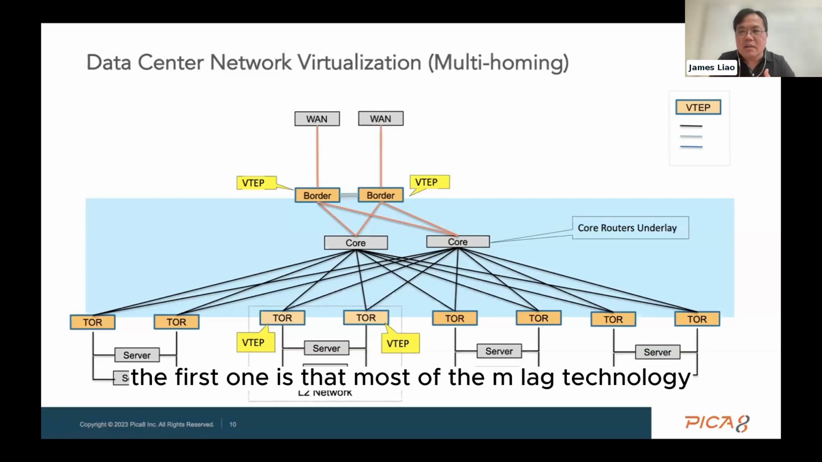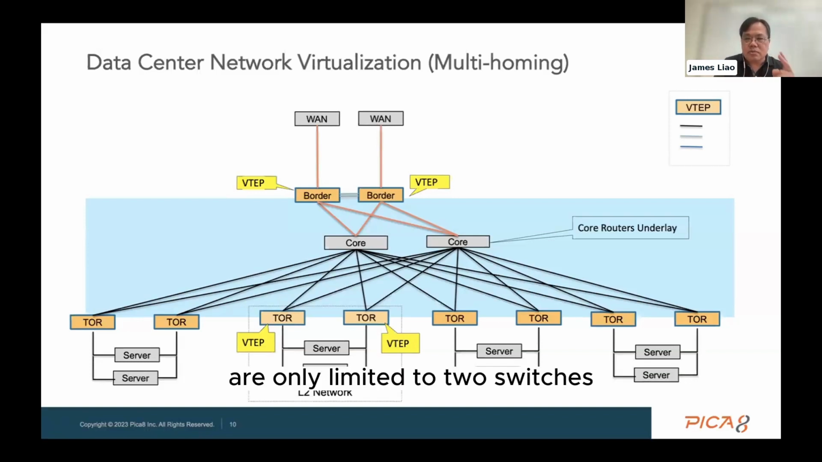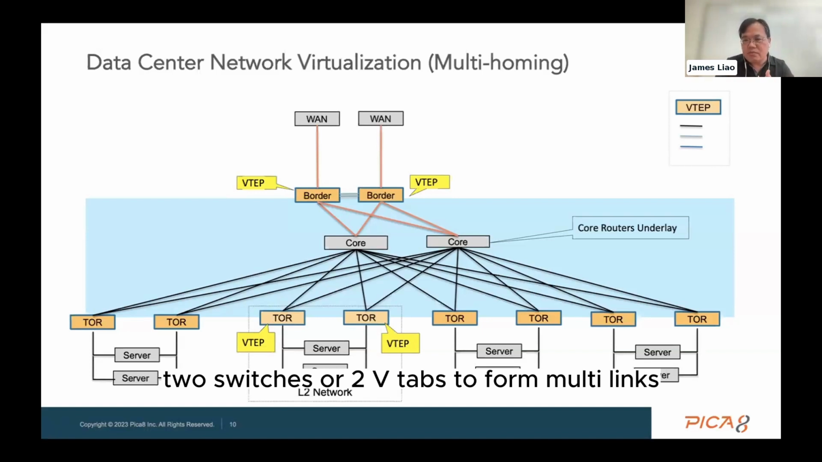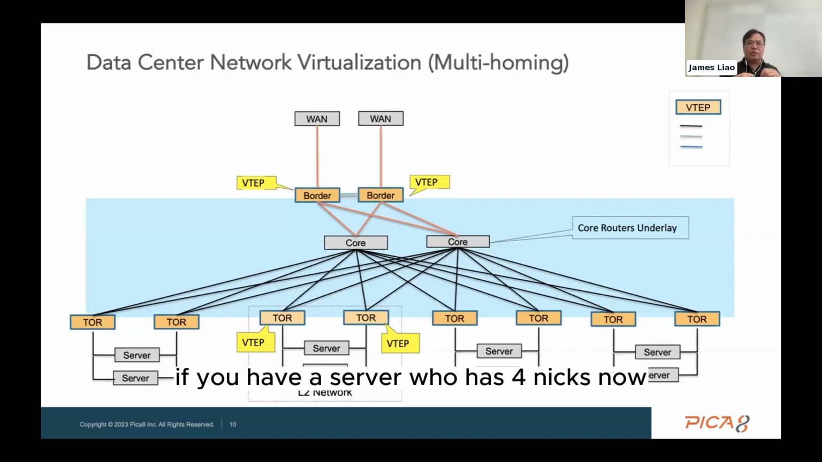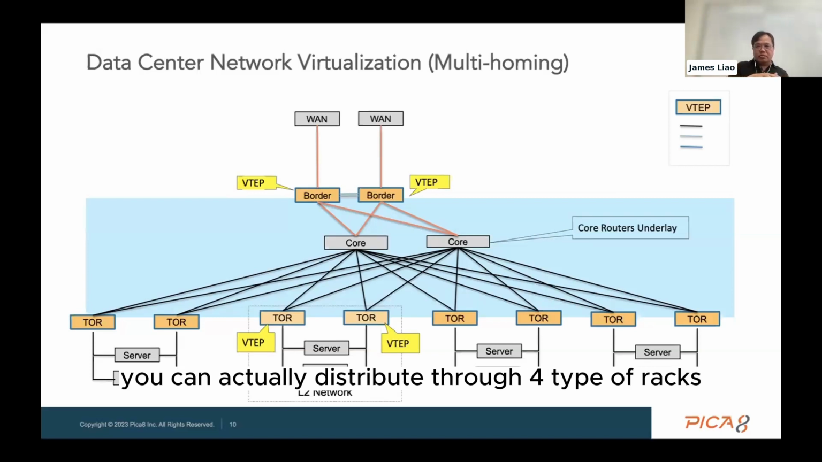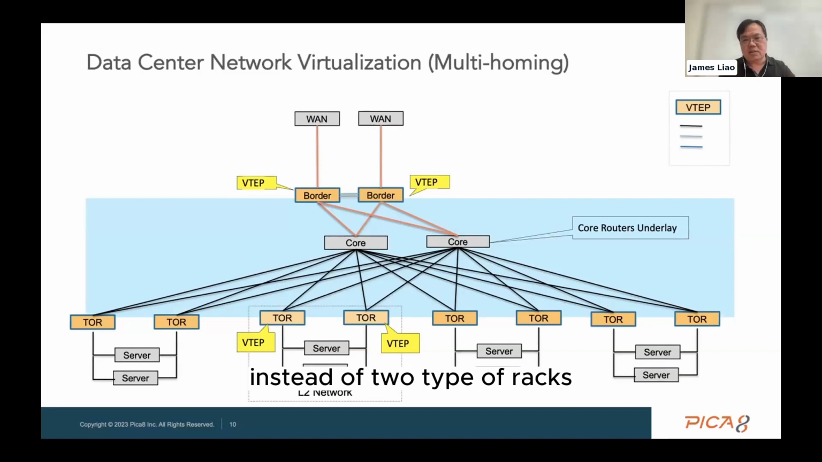And not only that, there are two more benefits that are not so obvious. The first one is that most of the MLAG technologies are only limited to 2 switches. The EVPN multi-homing technology actually allows you to use more than two switches or VTAPs to form multi-links. So this gives you the possibility that if you have a server that has 4 NICs, now you can actually distribute through 4 top of racks instead of 2 top of racks.